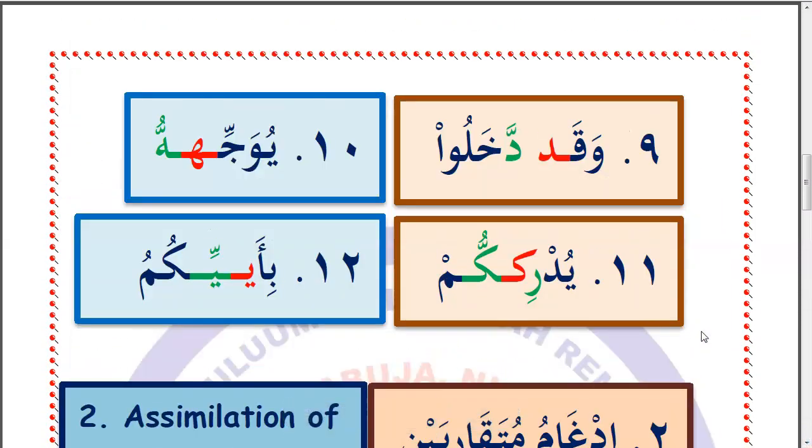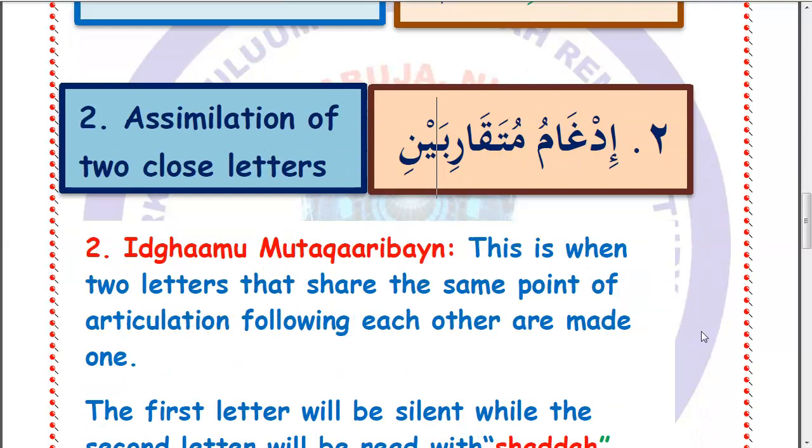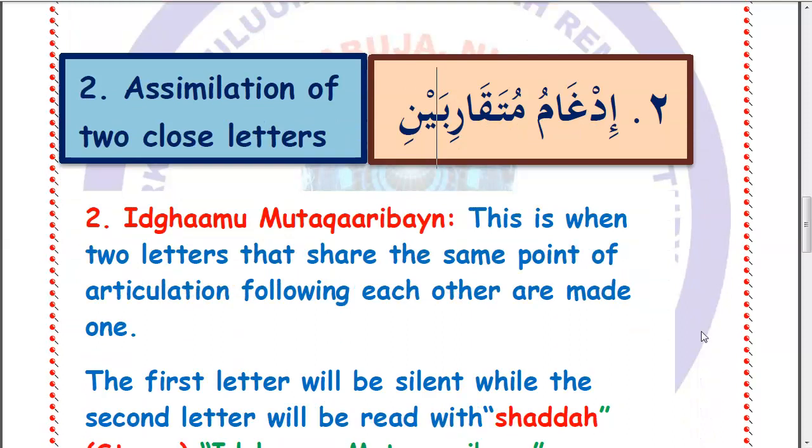In this part of the lesson, we are going to discuss another type of idgham, which is called Idghaamu Mutaqaaribayn. That means assimilation of two close letters.